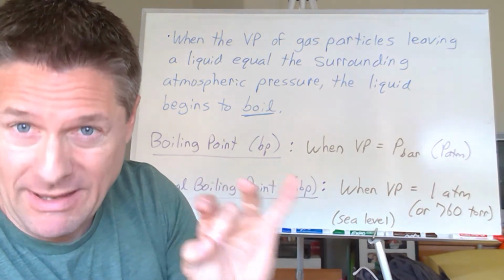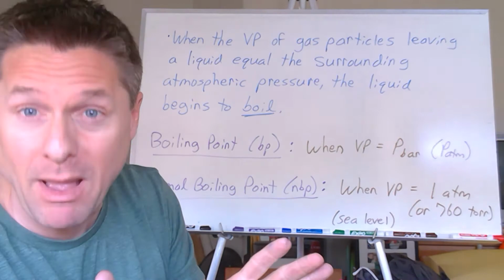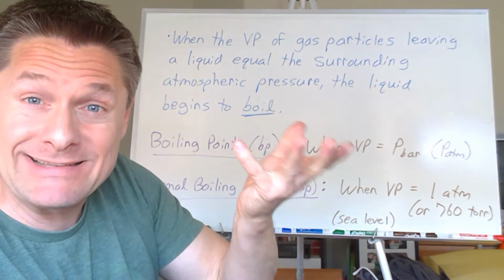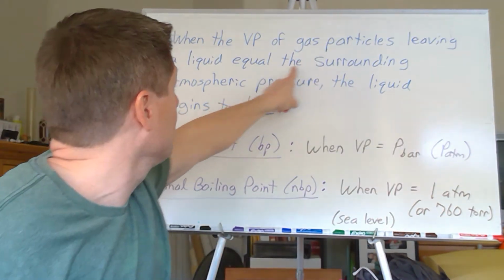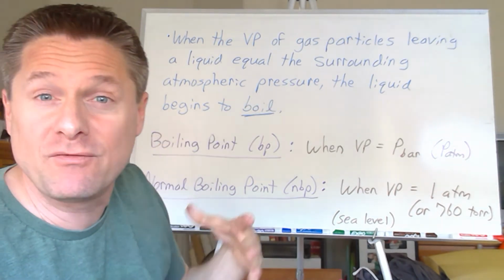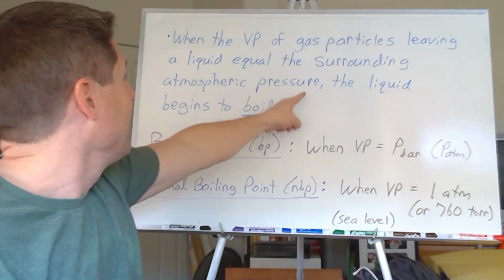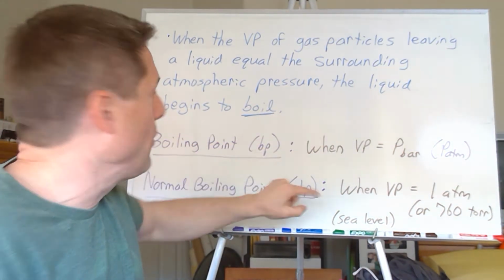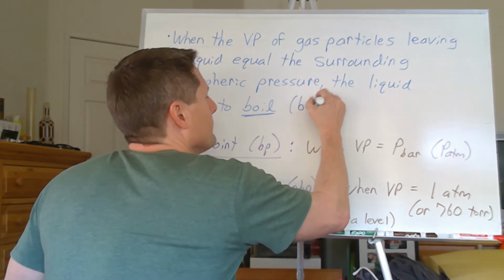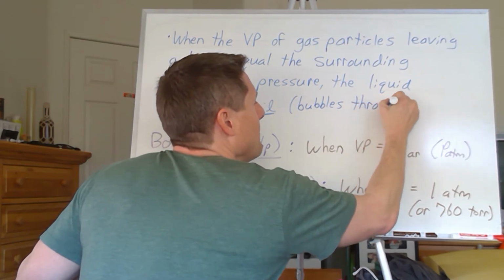So when boiling commences, remember, you're heating up a liquid, evaporation's occurring off the surface, you don't see any bubbles, it's just peeling off the surface, right? But when that vapor pressure is increasing, and once it equals, right? So when the vapor pressure of those gas particles leaving the liquid equals the surrounding atmospheric or barometric pressure, we measure atmospheric pressure with a barometer, right? The liquid begins to boil, right? So you see bubbles throughout the liquid. You've seen that many times.